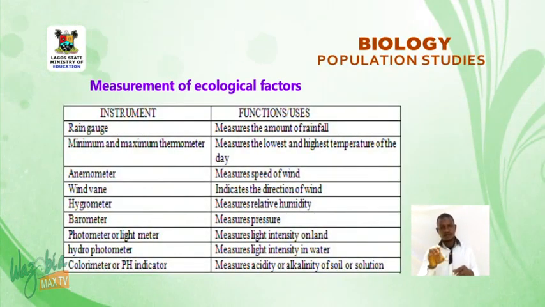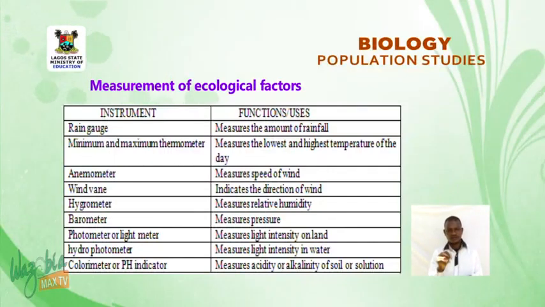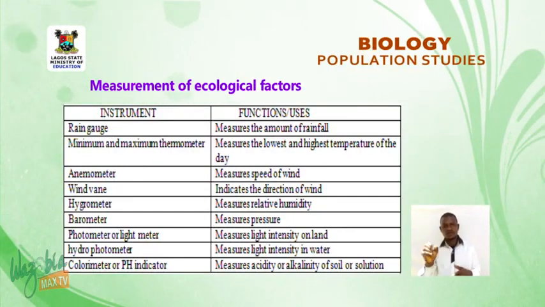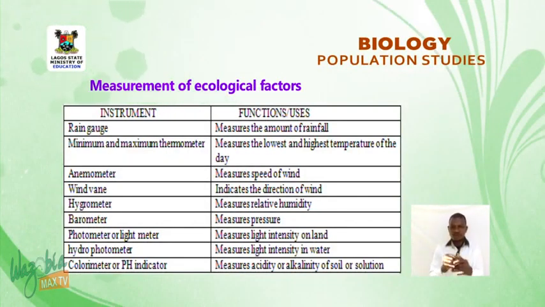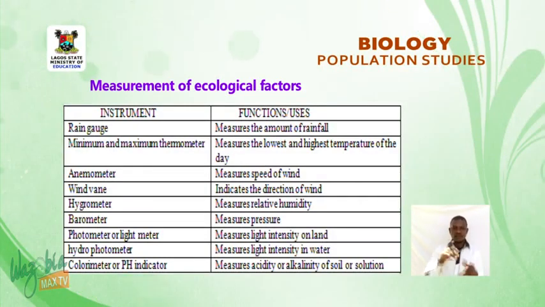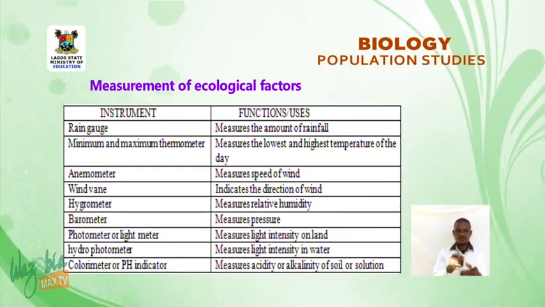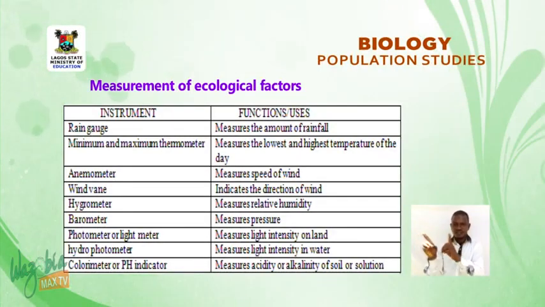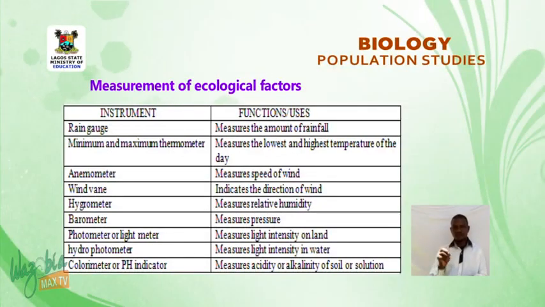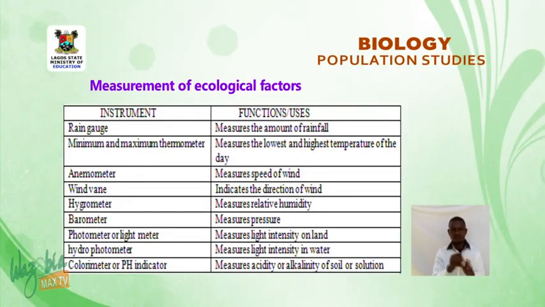Measurement of ecological factors. Instrument, functions, uses. Rain gauge measures the amount of rainfall. Minimum and maximum thermometer measures the lowest and highest temperature of the day. Anemometer measures the speed of wind. Wind vane indicates the direction of wind. Hygrometer measures relative humidity. Barometer measures pressure.